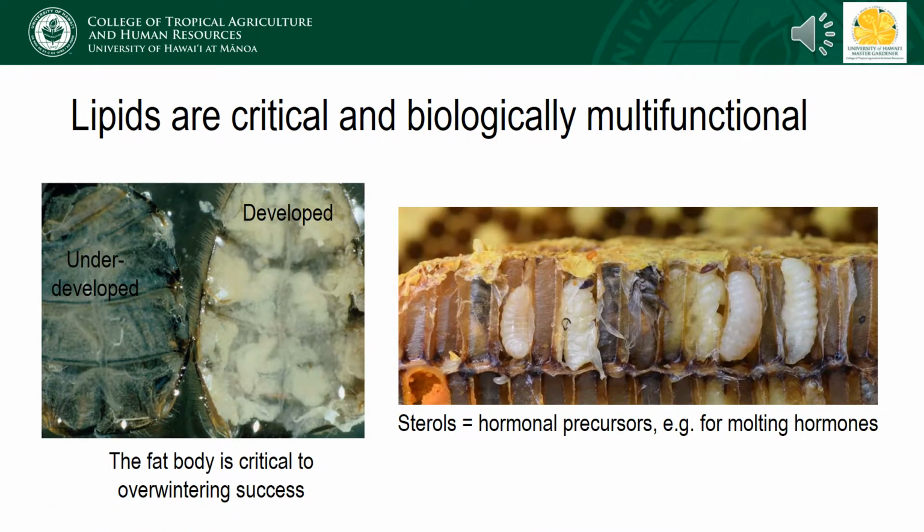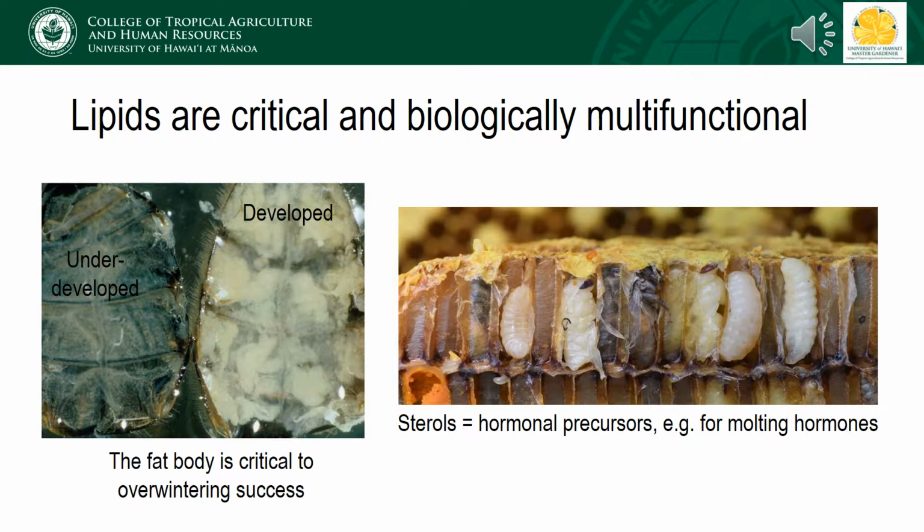While carbohydrates are more of a short-term energy storage compound, lipids are for long-term energy storage in the form of fats, as well as essential precursors for hormones and structural components of cell membranes. Pollen contains anywhere from 1 to 20% lipids.